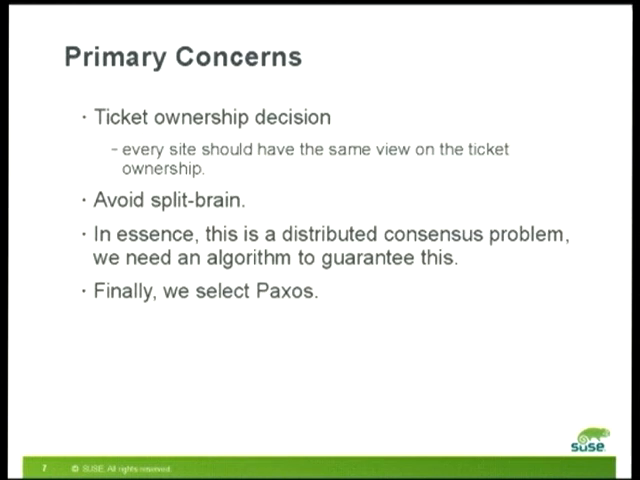So we should avoid the split brain in the Geo-cluster, like in the traditional cluster. And so to resolve the ticket ownership decision problem, it should be the distributed consensus problem. We have evaluated many of this kind of algorithm in distributed computing. Finally, we selected the Paxos.